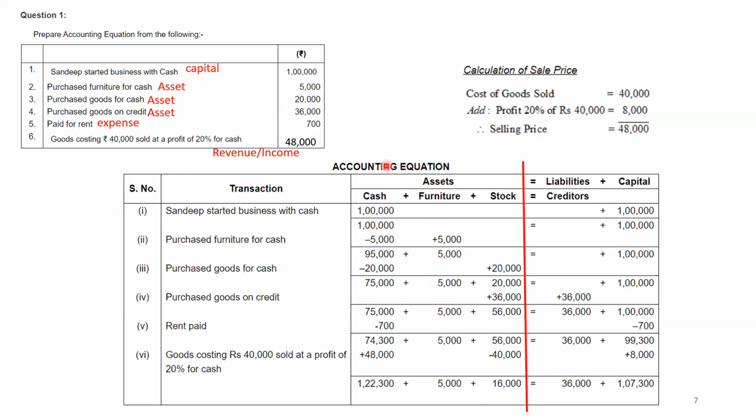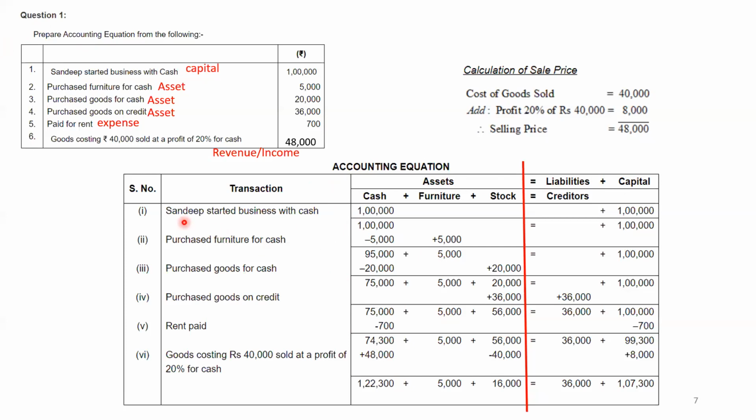What is the accounting equation? A equals L plus C. A is here, assets. Where is L? L plus C is there. So this type of accounting is called the accounting equation. See the question: prepare the accounting equation from the following.